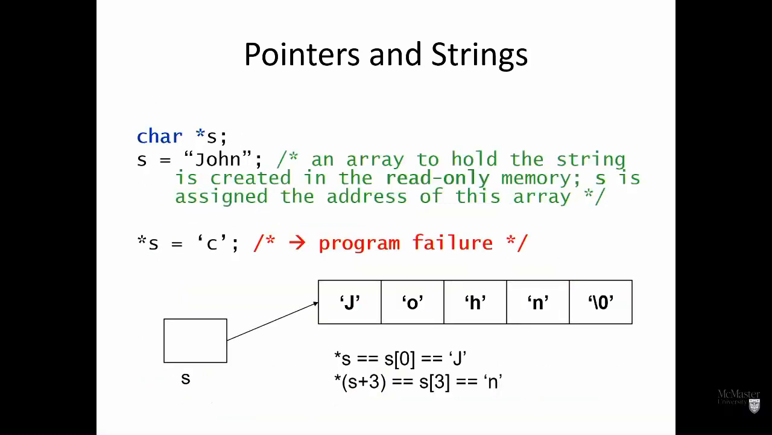Right. So let's take one example to see what's going on. So the character array is John. This is the example we had from the previous slide, and then you cannot say now dereference s and change j to b.